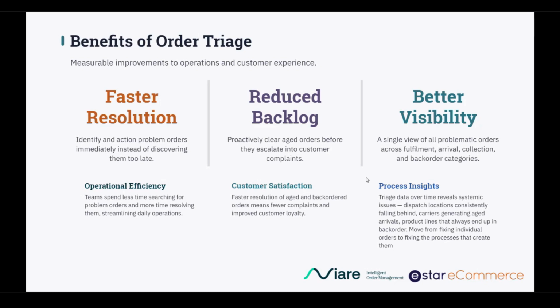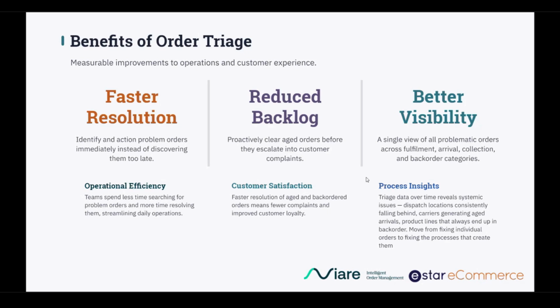Or if there are certain carriers that are generating aged arrivals between stores, you can talk to that carrier about their process. Or if there are product lines that always end up in back order, you will start noticing these after a while. And it's something that we can probably incorporate into things that we do in the future to make this more visible as well. But for now, depending on how you use this, these things will start to become more apparent and hopefully you'll be able to fix the processes that create these issues rather than having to deal with those orders one by one.